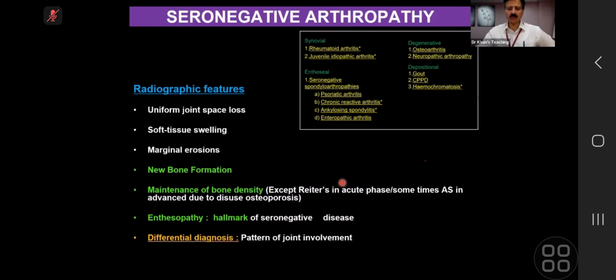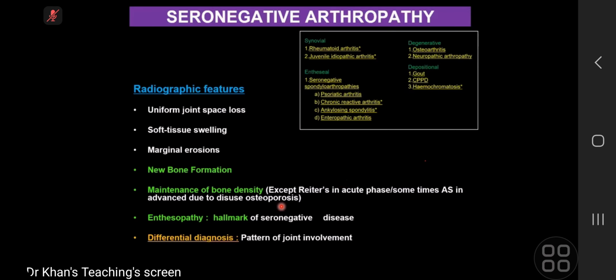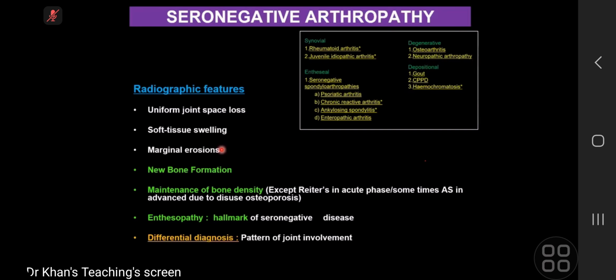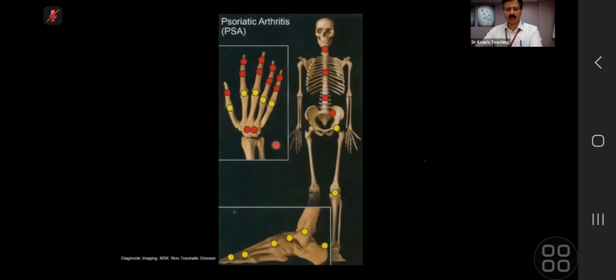Similarly, sometimes in advanced ankylosing spondylitis, you might get osteoporosis, and this is because of disuse. But usually in ankylosing spondylitis, you don't get it. Now, other than that, you can get soft tissue swelling, marginal erosions, etc. So with this background, let's take it further.